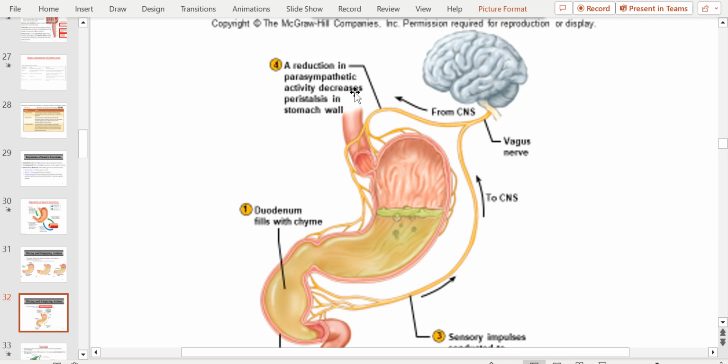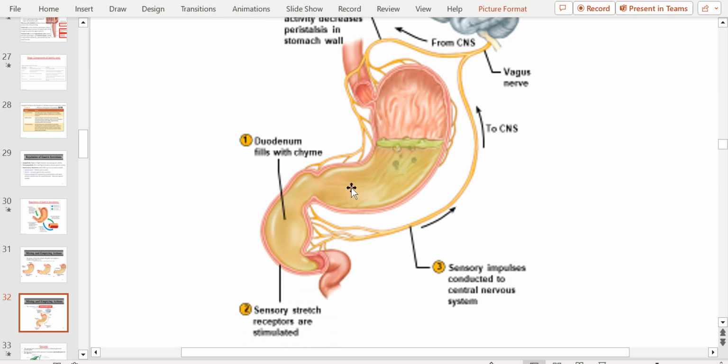So a reduction in the parasympathetic activity decreases peristalsis in the stomach wall. The whole point is you've got food already in here, so just take it easy. That's enough. Let that sit in here, let this food go down, and then once this food goes down, the stretch receptors will decrease, okay? They will not be stimulated, so therefore now we're ready to go for another shot, and this whole process will continue, okay?